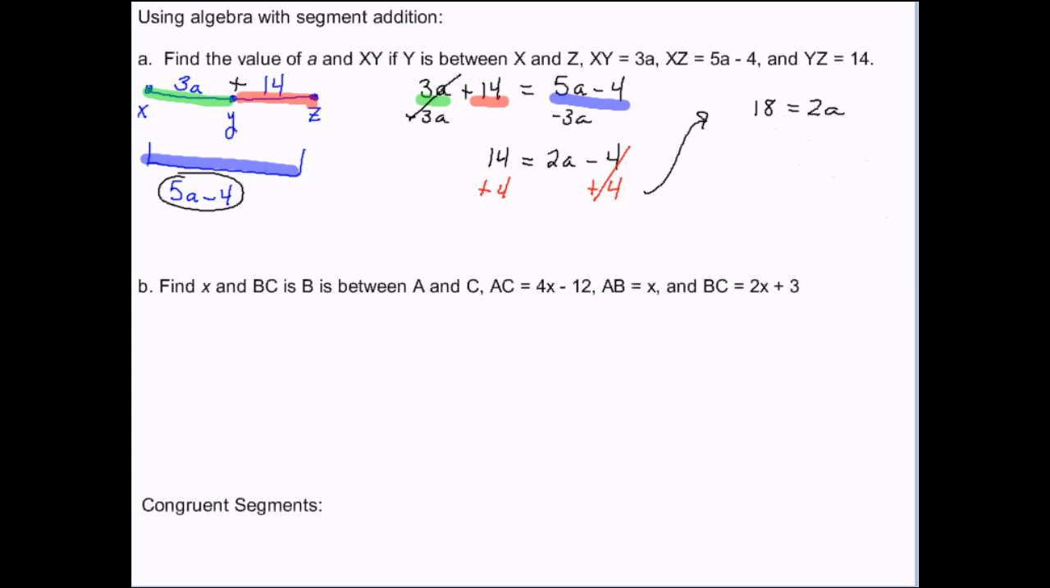Now this is multiplication, so to undo multiplication, I divide so they cancel each other out. A is 9. So I found A, but if you look back up here, it said to find A and XY. I found A is 9. So that's the first part done. Now I need to find XY. XY is equal to 3A's. So it's 3 times 9, so it's 27.